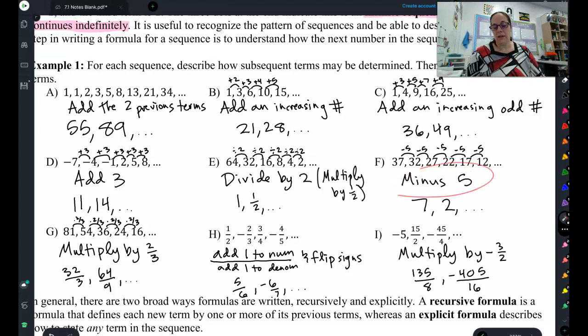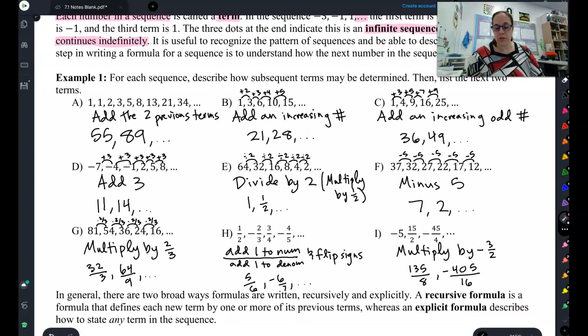Next one, we minused 5, got that. Then we multiplied by 2/3. That might have been a little bit of a trickier one to get. There's my next 2 terms. This one, there's a couple different ways to describe the pattern. This is the best way I've found, but you do it however makes the most sense to you. I added 1 to the numerator and denominator and flipped signs. So that gives me my next 2. This one I multiplied by a -3/2, which gave me those 2 next terms.